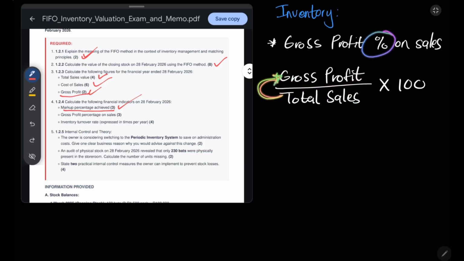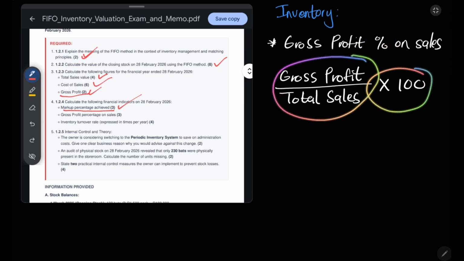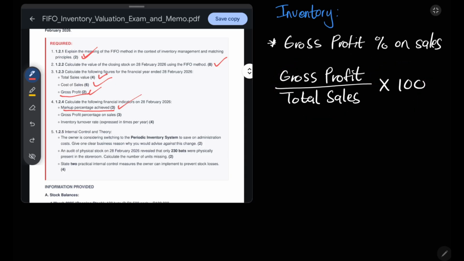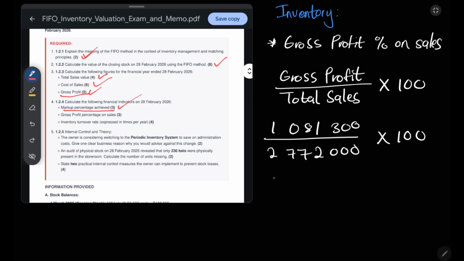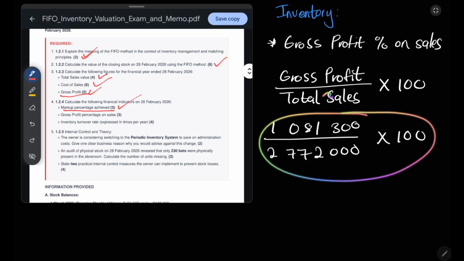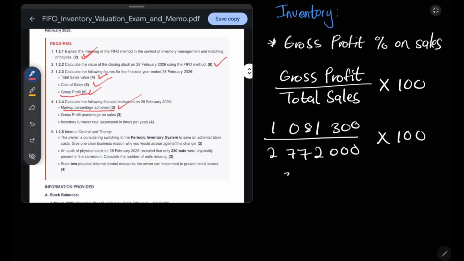So you guys know that a percentage is obviously 100%. So if you remember this part, just remember that when you're looking for the percentage, you have to multiply everything with 100%. So that's an easy way to remember these formulas. We have gross profit. What is your gross profit? It's 1,081,300 over the total sales, which is 2,772,000, times 100. When you punch this in a calculator, you should get an answer of 31.01%, and this could be 3 marks.